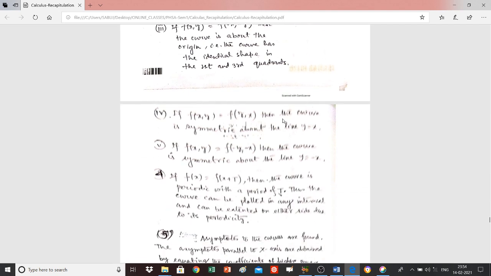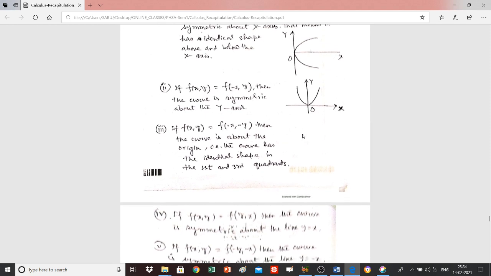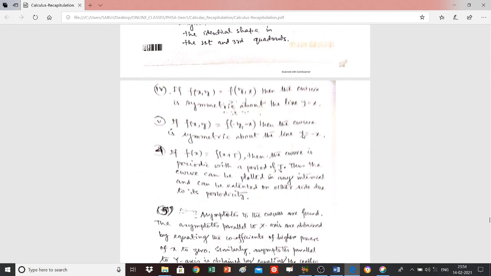Now the next one: if f(x, y) equals f(y, x), then the curve is symmetric about the line y equals x. In this case, x is replaced by y.